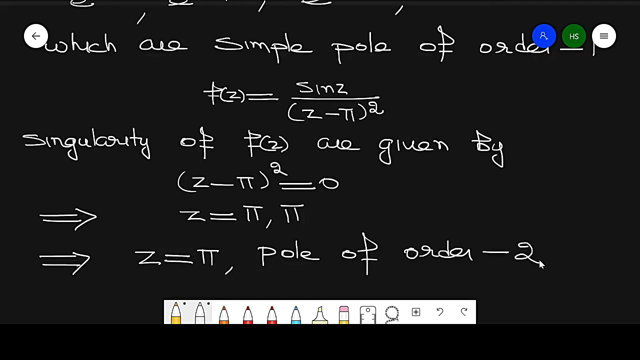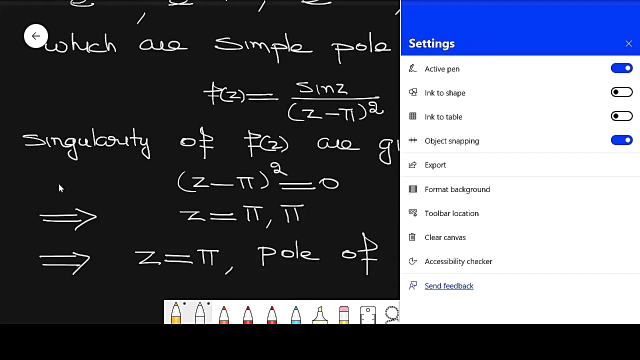So this is a pole of order 2. So in this way, we can find the singularity of the given functions. Now after that, we will discuss some questions. The statement of the question is: locate the name and singularity of the given function.